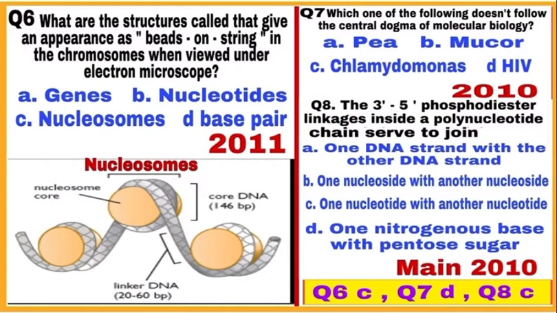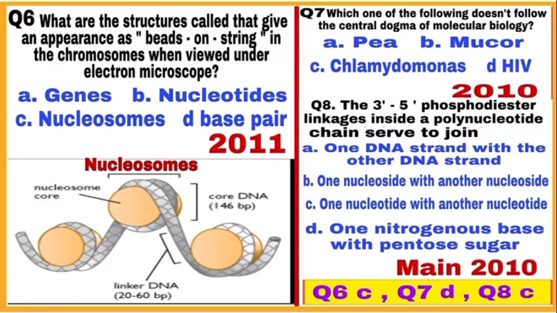Question 6. What are the structures called that give an appearance as beads on string in the chromosomes when viewed under electron microscope? See the diagram below. These are nucleosomes which appear as beads on string in the chromosomes when viewed under electron microscope. So mark C as a correct answer.